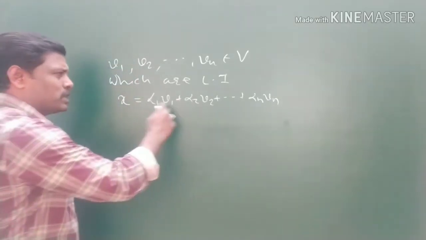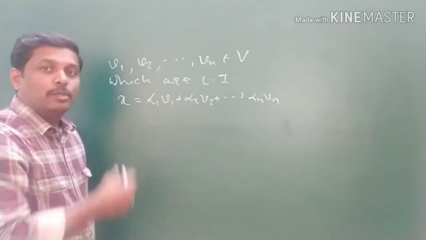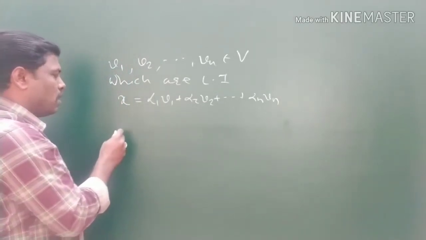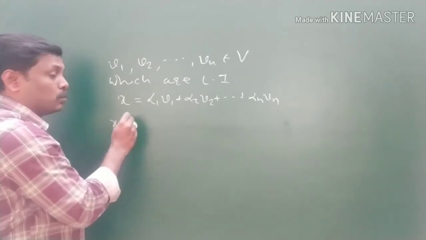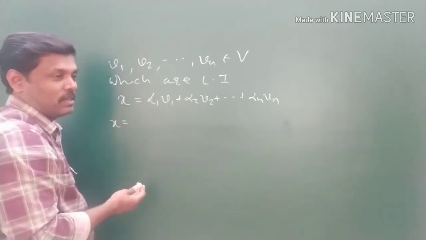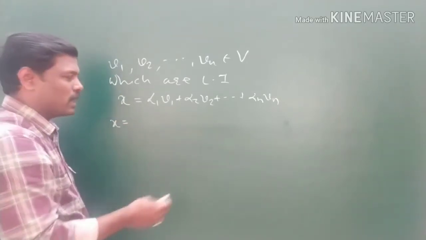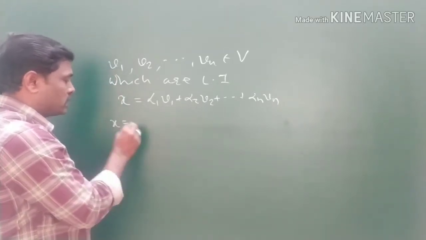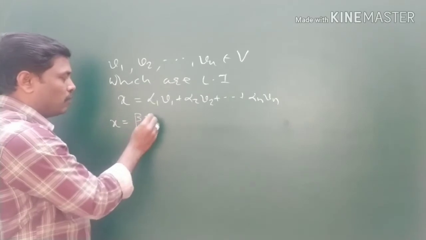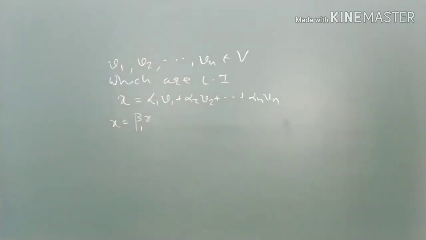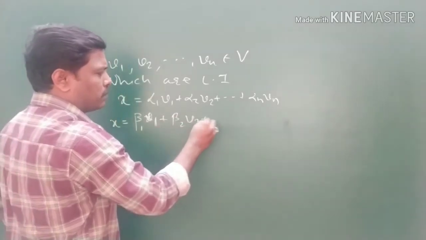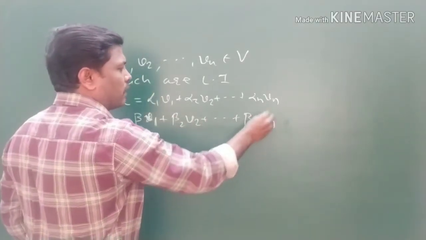Now we have to show that this expression is a unique expression. For that purpose, let us consider the same x but with other scalars. Now we will take some other scalars, beta 1, beta 2 up to beta n. So this x can be written as beta 1 v1 plus beta 2 v2 up to beta n vn.